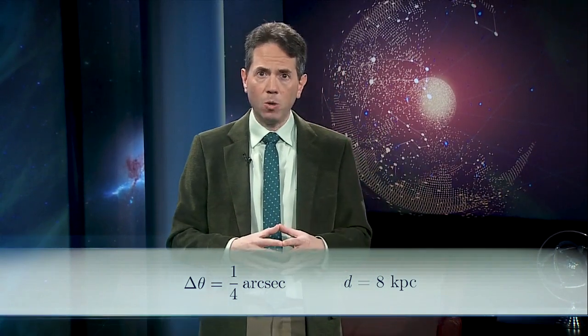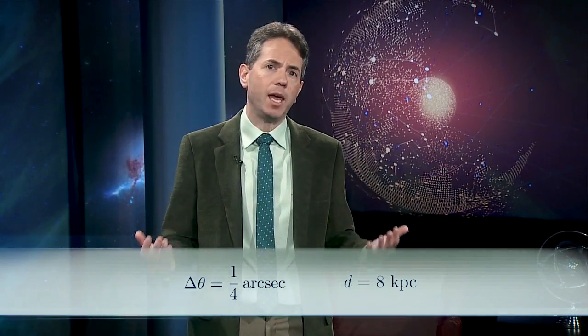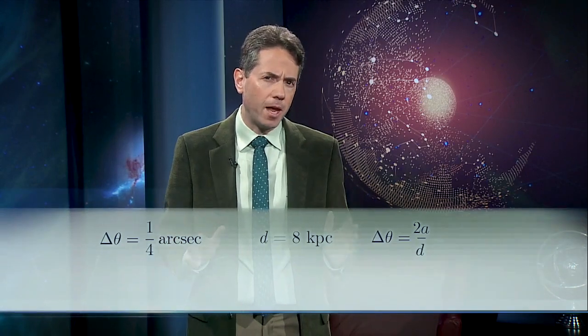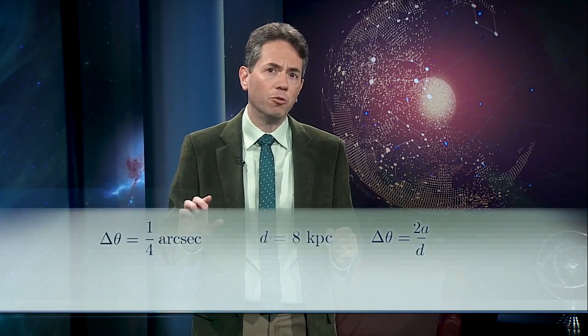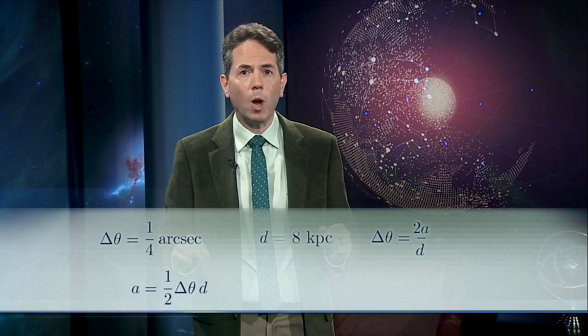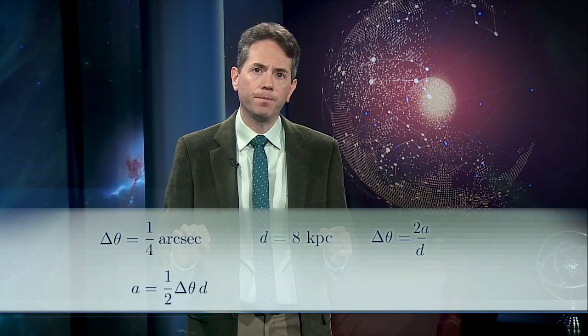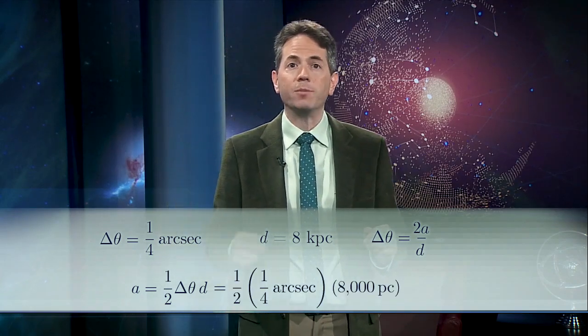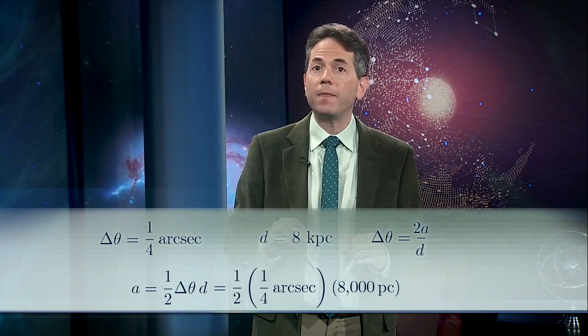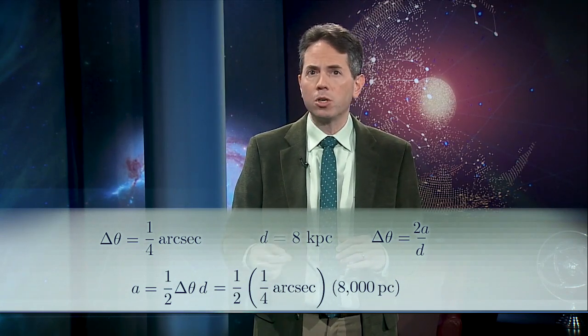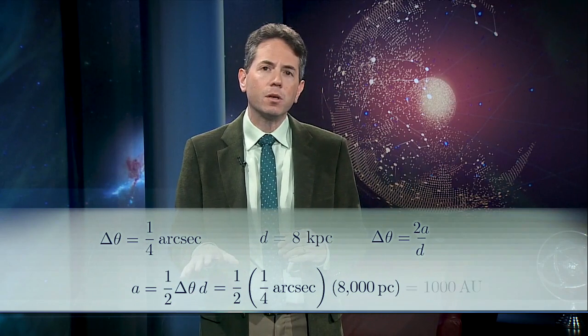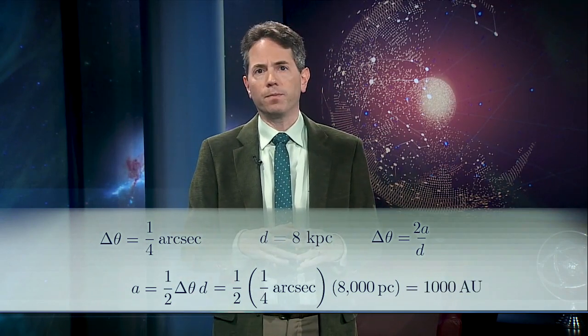With that information, we can calculate the semi-major axis a. Delta theta equals 2a over d, implying a is 1/2 delta theta times d. That's 1/2 times 1/4 of an arcsecond times 8,000 parsecs, which, from the definition of parsecs, is 1,000 AU. We also observe that S0-2 takes 16 years to go around. That means P equals 16 years.